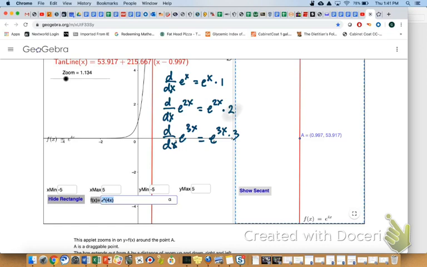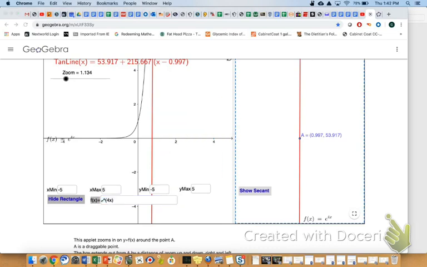Isn't 2 the derivative of 2x? Yes. Isn't 3 the derivative of 3x? Yeah. 4 is the derivative of 4x. So this is kind of where we're leading into with the chain rule. And I want to do a little explaining with the chain rule. And I've got a little illustration I want to show you. And I think we'll be in pretty good shape.